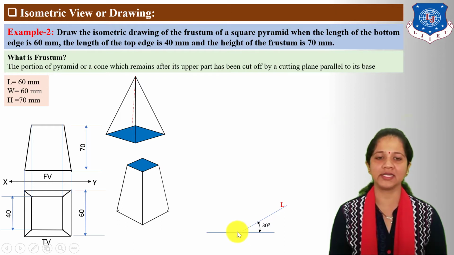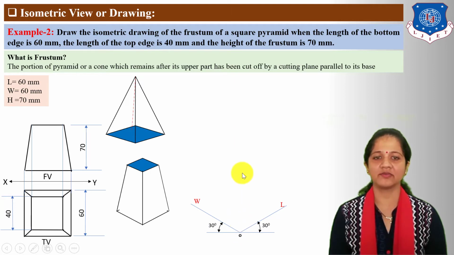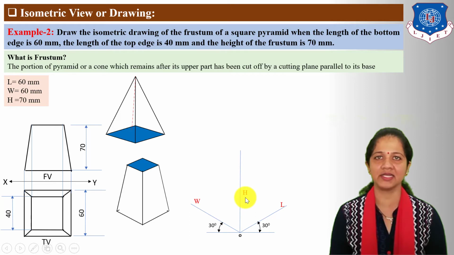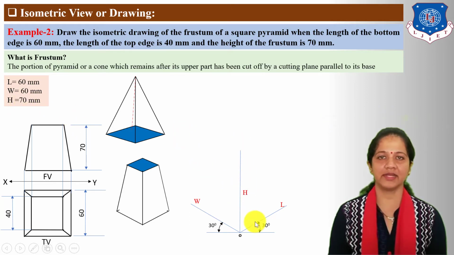Next, from point O, draw the z-axis and take the maximum width on the z-axis. The angle of the z-axis with the horizontal reference line is also 30 degrees. Next, draw the y-axis from point O, which is a vertical line, and on the y-axis take the maximum height, which is 70 mm. Next, complete the 3D box.